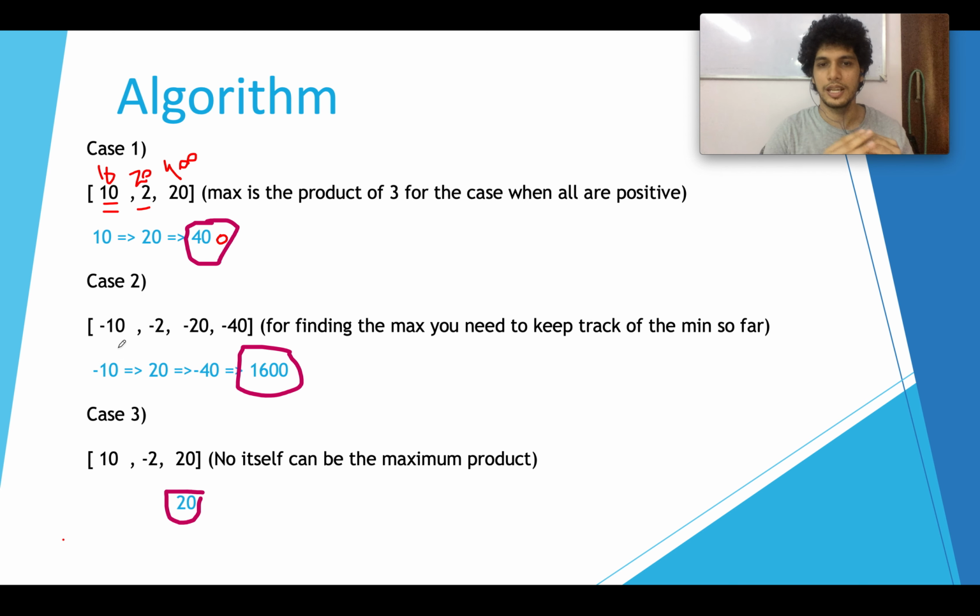Let's talk about case 2, where all the elements are negative or few of them are negative. Here you have to keep track of the minimum value. Let's go through the case, then I'll tell you how. So this is minus 10, then comes minus 2. When you multiply you get 20, and then comes minus 20. So 20 into minus 20 gives you minus 400, and then when you multiply minus 400 into minus 40, it gives you 16,000.